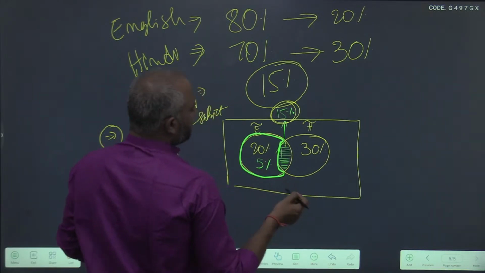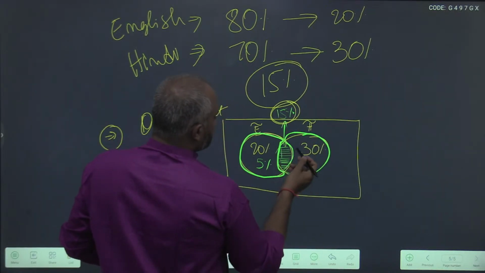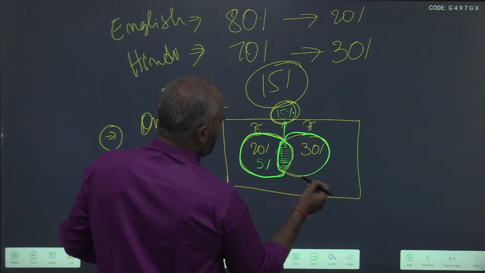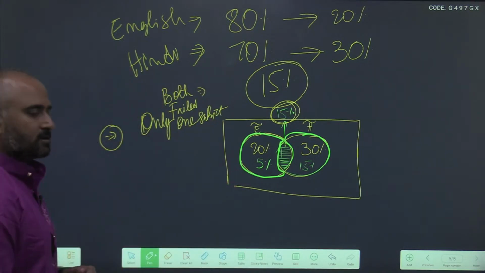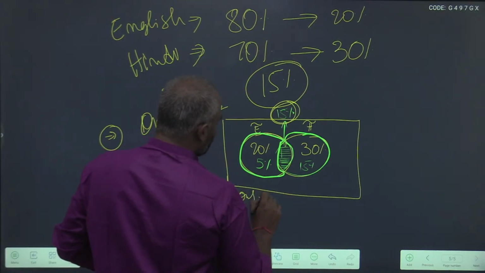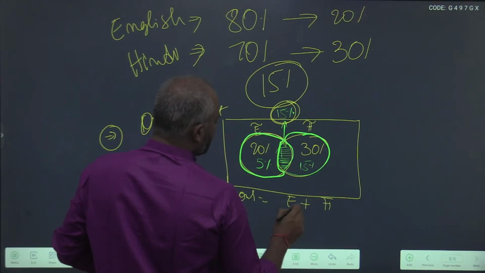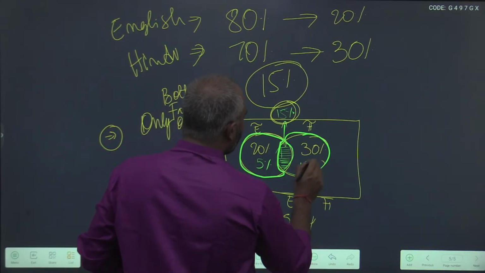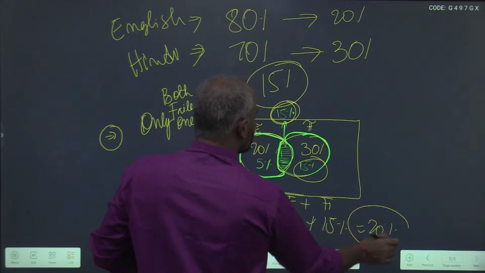In the same way, people who failed in just Hindi. This whole part is 30% and this part is 15%. That means this part is 15%. So people who failed in only one subject are people who failed in only English plus people who failed in only Hindi. Only English is 5%, and only Hindi is 15%, which gives you 20%.